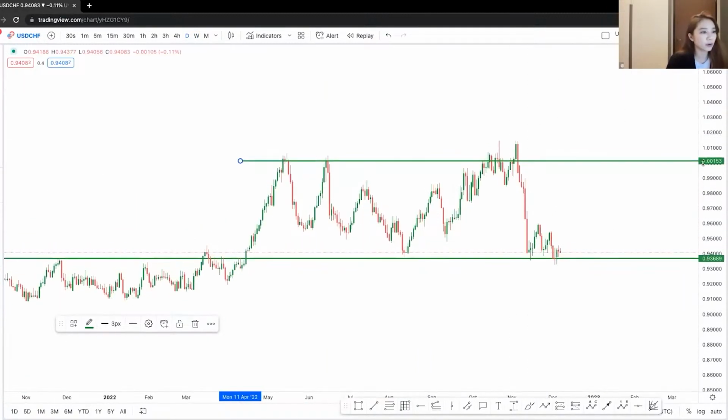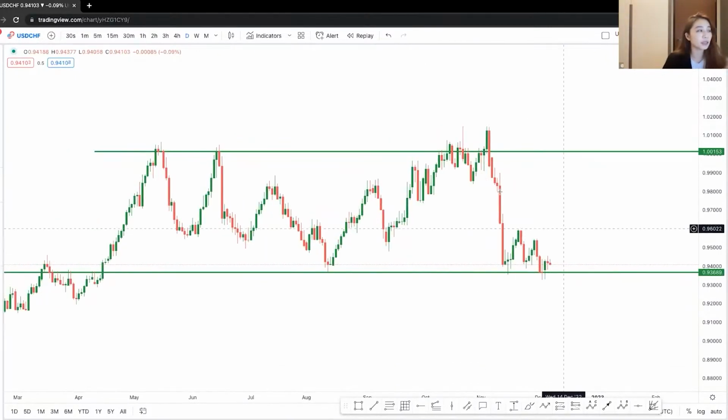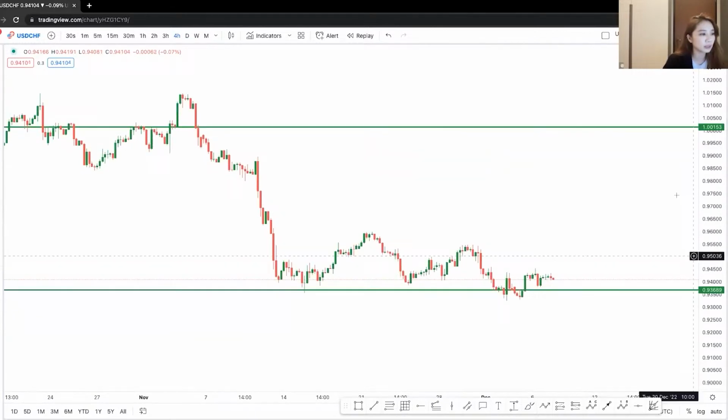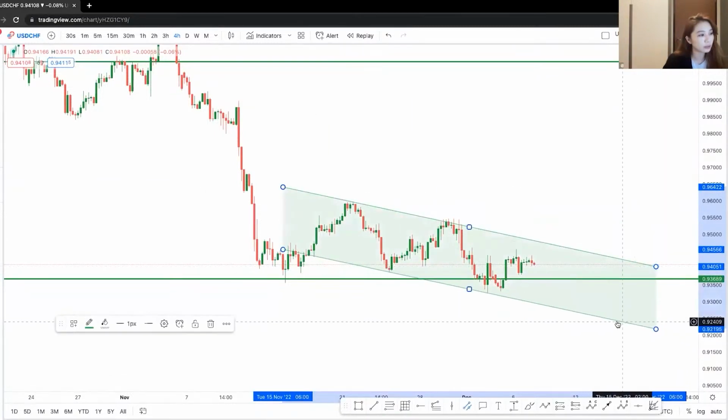In terms of the daily, we are seeing that price is actually moving in between these two prices, so we're looking at 0.93 and 1.001. So in terms of the daily chart, it is not super trending. We are looking at a sideways moving kind of trend. However, if you take a closer look at the H4, you can see that it's moving down slightly. We are looking at a potential channel, I believe. Let's try out. Yep, we are looking at a downward moving channel.